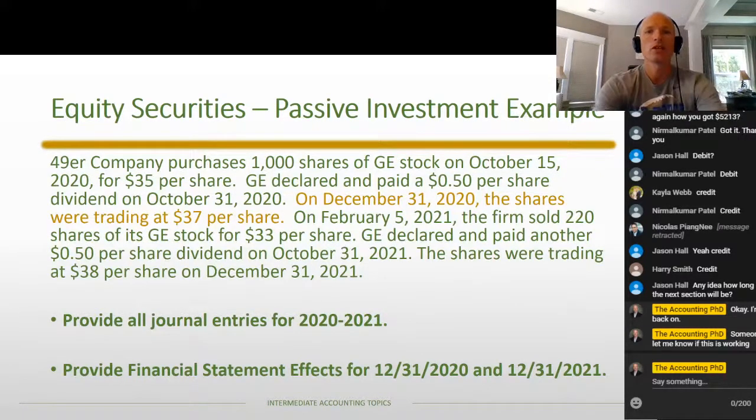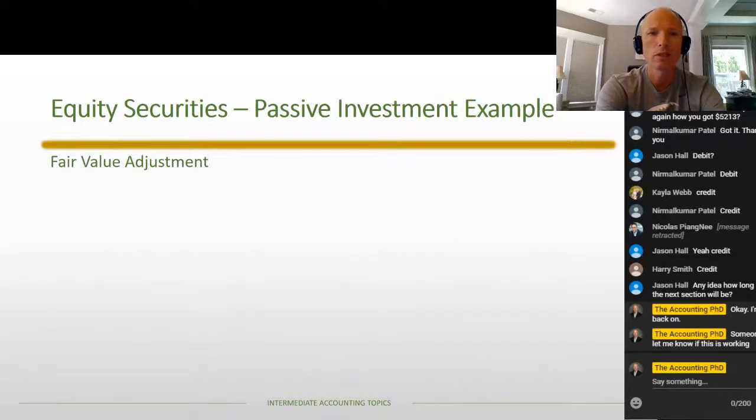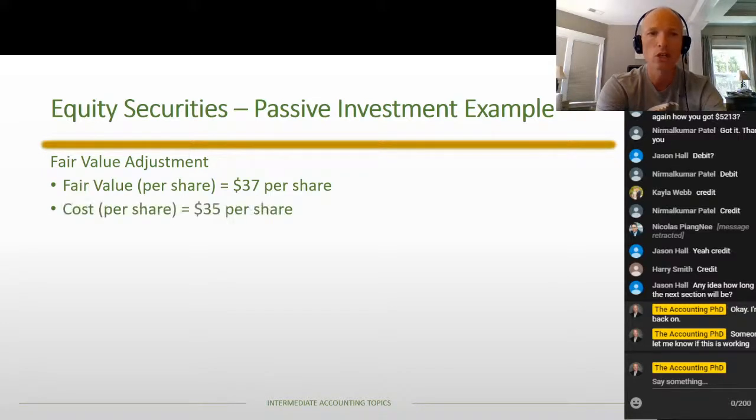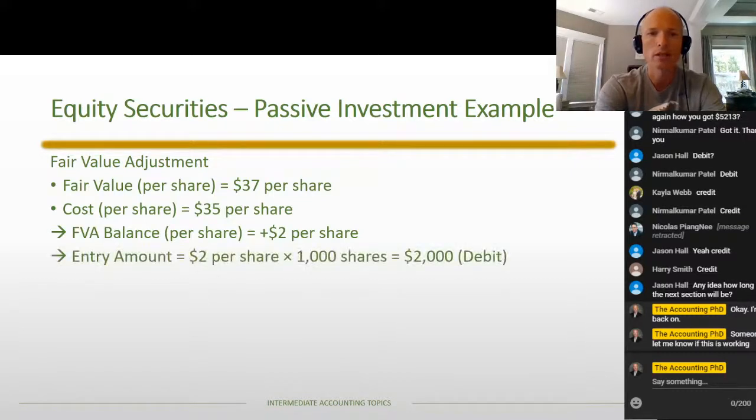So the second piece then is the update on the fair value at the end of the fiscal year. And so again, with the passive investment, we need to make fair value adjustments. And so how do we do that? Well, the fair value per share is given as $37. The cost per share was $35, which means there should be a fair value adjustment account balance of positive $2 per share. At the time of December 31st, 2020, we hold 1,000 shares, and so the entry amount needs to be a $2,000 debit. So again, there's no prior balance, and so the entry amount and the account balance are exactly the same.